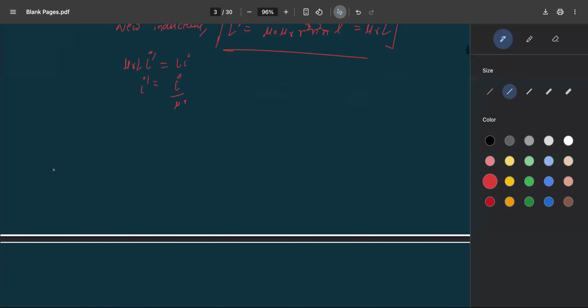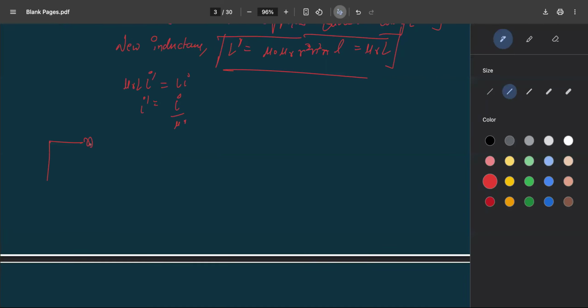Now this condition looks like this: this is mu L dash. Here the current passing is I dash. There is a resistance R, and this is the battery. Whatever the condition, at the end of the day this inductor is going to vanish. It is going to act as a single wire, right? So the final current should be I naught in a steady state. Now, this is divided by mu r, which means it is lesser.